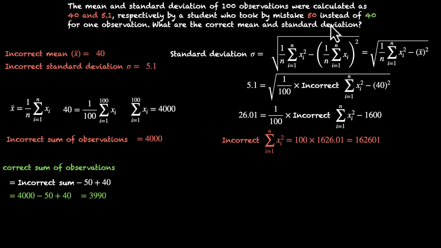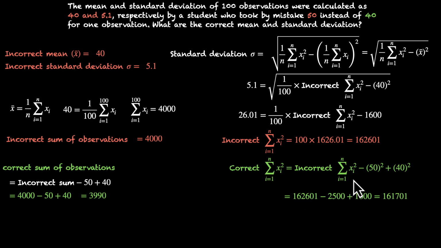Now, how can we get the correct sum of squares? We can fix our mistake. We would have added 99 values and then for the 100th value, which was 40, we added 50. So instead of adding 40 square, we added 50 square. So to fix this, we subtract 50 square and add back 40 square. So our correct sum of squares for all 100 observations is going to be our incorrect sum of squares minus 50 squared plus 40 squared. So that's going to be 162601 minus 2500 plus 1600. So that's going to be 900 less than this. That's 161701. So this is our correct sum of squares.